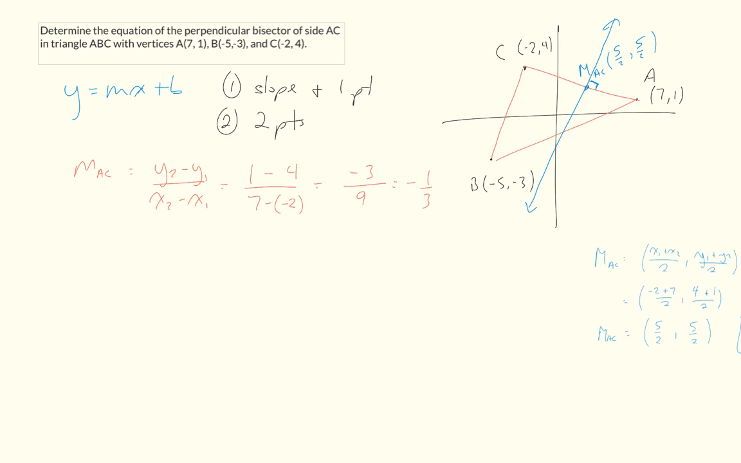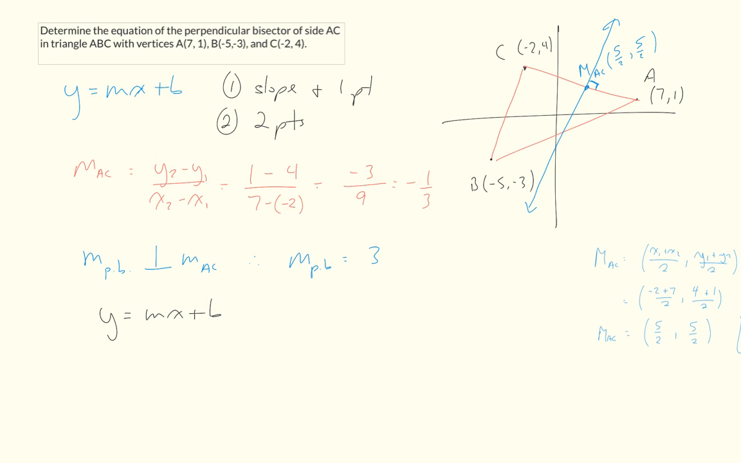Why did I find this slope? Because I need this slope. What's the relationship between two perpendicular slopes? They are negative reciprocals. So the slope of my perpendicular bisector is perpendicular to the slope of AC. Therefore, the slope of my perpendicular bisector is the negative reciprocal of negative 1 over 3 and it equals 3. Technically it works out to 3 over 1, but 3 over 1 is 3, and plain 3 is easier to work with.